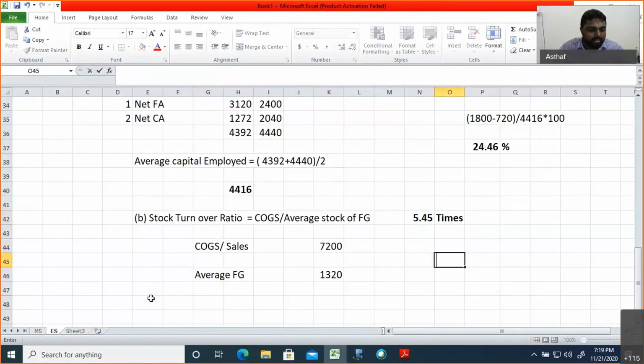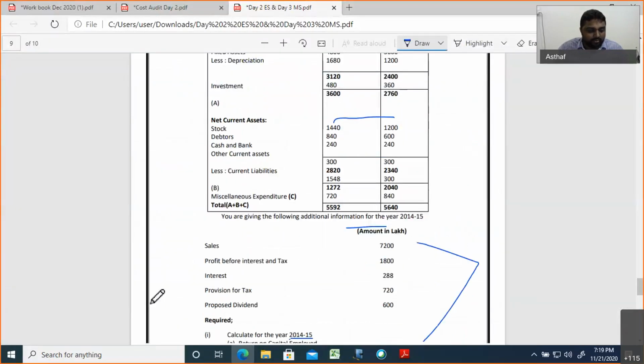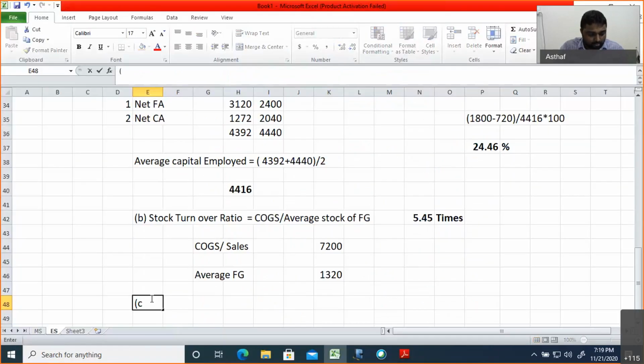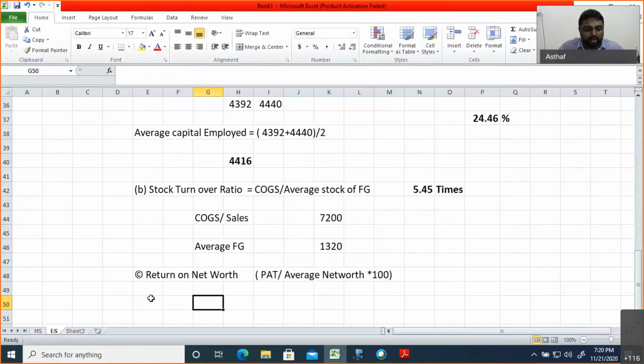So what will be the next item, my dears? The next will be return on net worth. See, net worth belongs to shareholders, so we have to take PAT. PAT divided by average net worth into 100. The return belongs to shareholders, so PAT divided by average net worth.